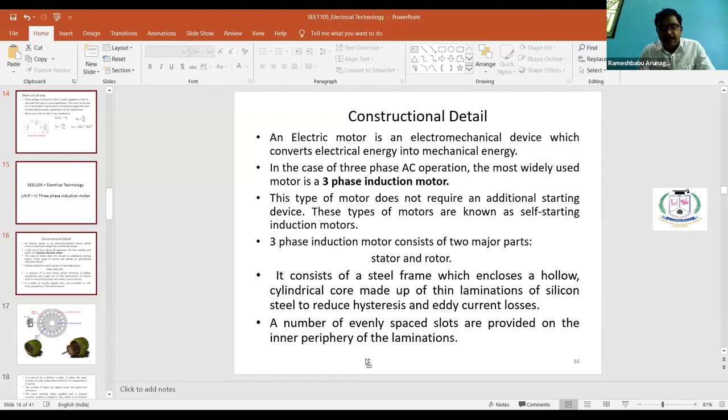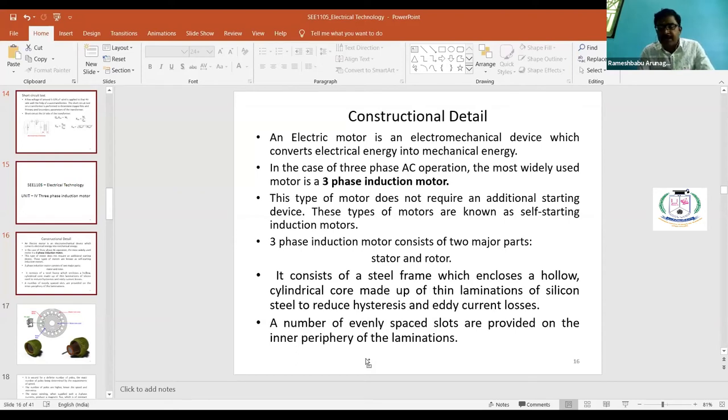First we will discuss what you mean by an electric motor. We already discussed the electric motor in unit 2. It is an electromechanical device which converts electric energy into mechanical energy. In AC operation you can call it three phase. If an AC supply is given to the input, then it is a three phase induction motor. This motor is a self-starting motor. There is no need of any external force to start the machine. Only the supply voltage is given, and it starts. So this machine is a self-starting machine.